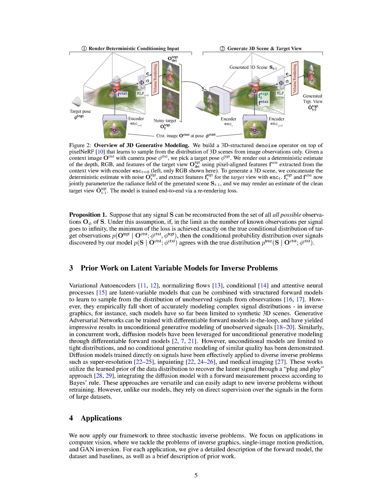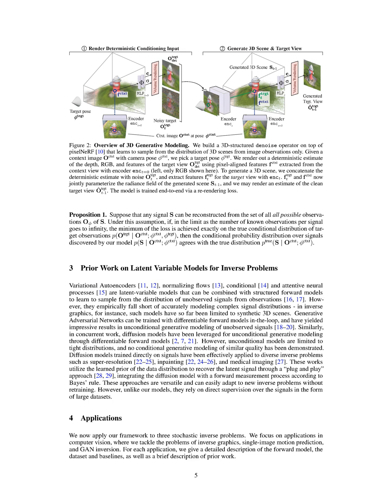Section summary. Latent variable models like variational autoencoders, normalizing flows, conditional and attentive neural processes can be combined with structured forward models to learn to sample from the distribution of unobserved signals from observations, but they have limitations in accurately modeling complex signal distributions. Generative adversarial networks and diffusion models have yielded impressive results in unconditional generative modeling of unobserved signals, but no conditional generative modeling of similar quality has been demonstrated. Diffusion models trained directly on signals have been effectively applied to diverse inverse problems such as super resolution, inpainting, and medical imaging, but they rely on direct supervision over the signals in the form of large datasets, unlike the models proposed in this paper.